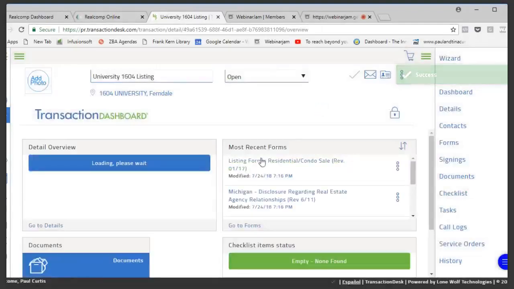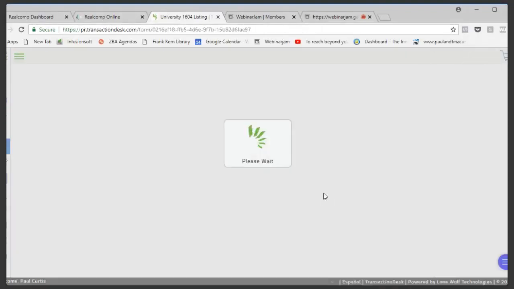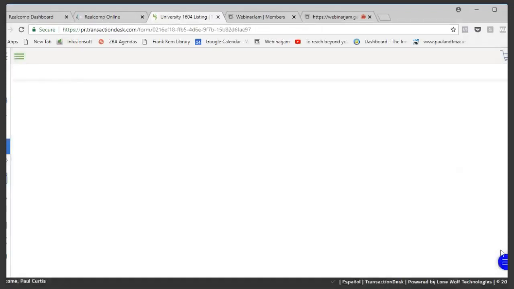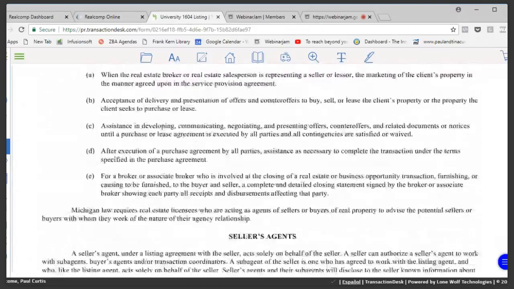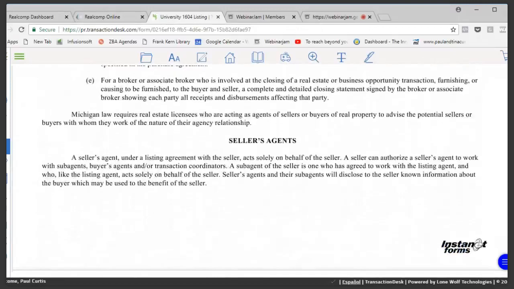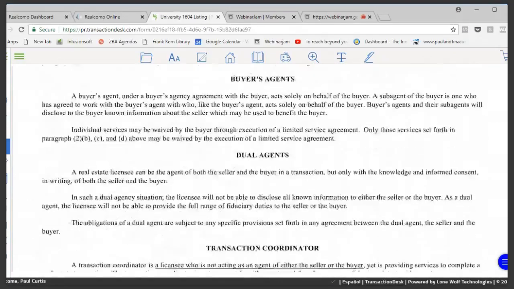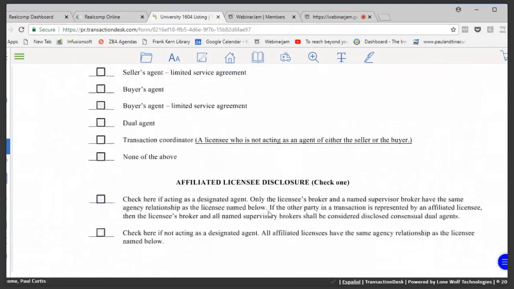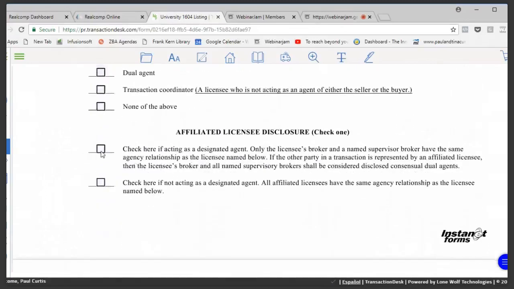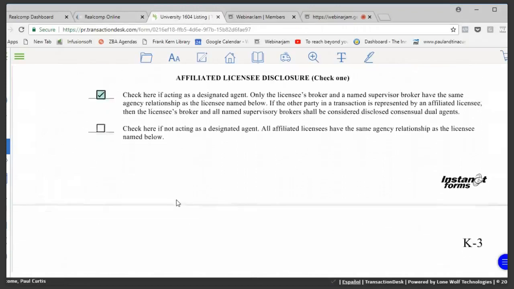Okay, we are going to go over the Michigan disclosure regarding real estate agency relationships. And of course, here are all of your duties as a real estate agent, your specific duties for a seller's agent, buyer's agent. We're skipping dual agent. And we are saying you are acting as the seller's agent. In this office, we're designated agents, so the only agents that have the responsibility to the seller as the broker are you and the broker. The other agents do not.